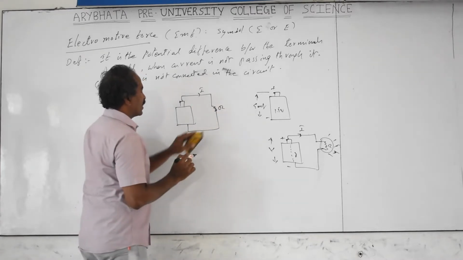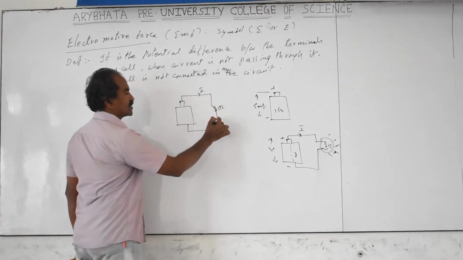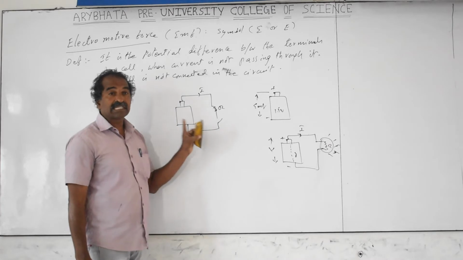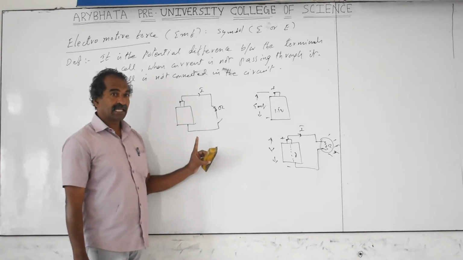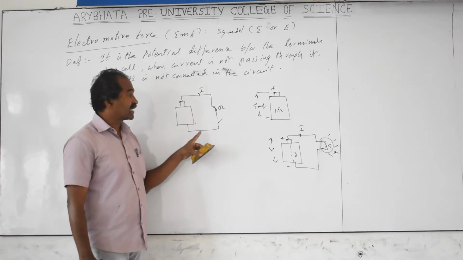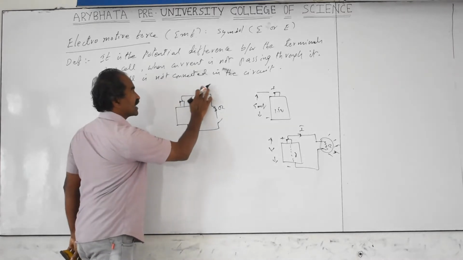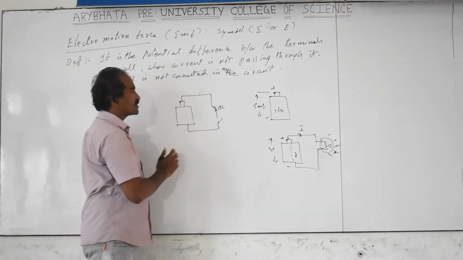Okay. Now I broke the circuit. A switch is there, and I open the switch. The cell is in the circuit, but the switch is open. Now current requires a closed path. Electrons cannot flow. So what is the current now? Zero. Current is not there.